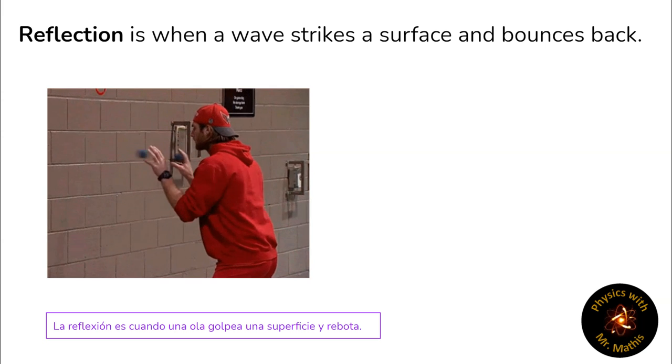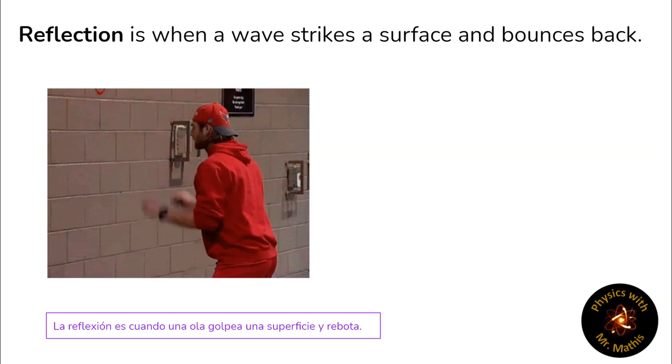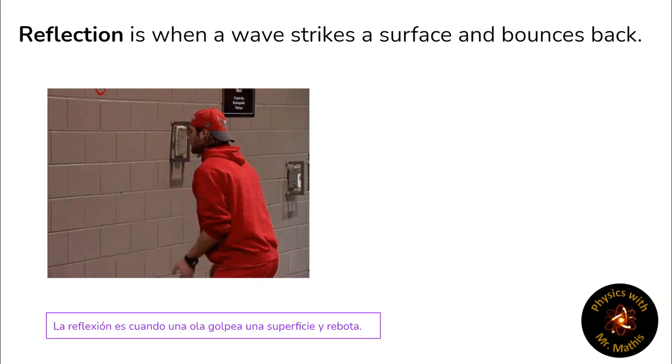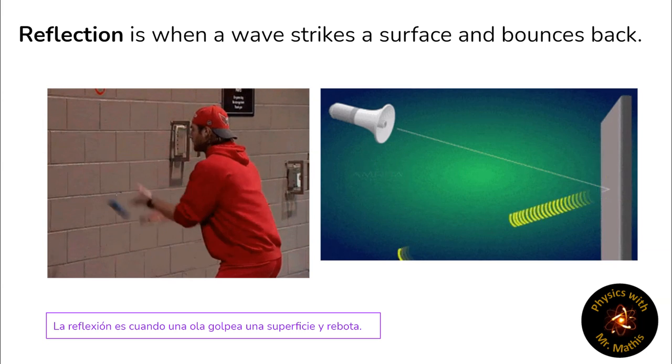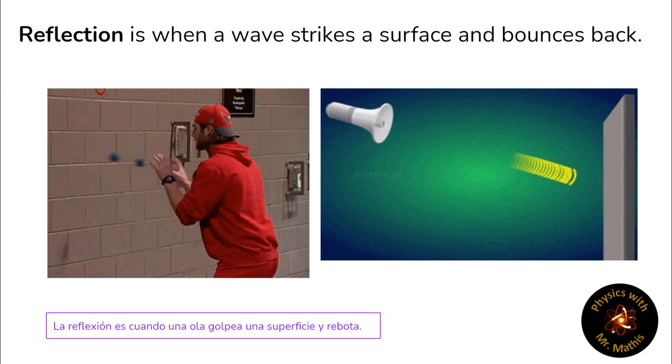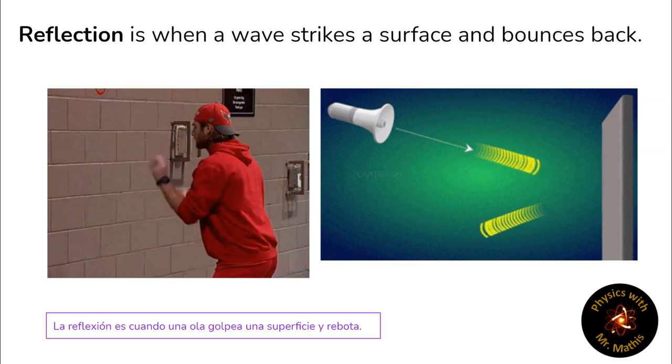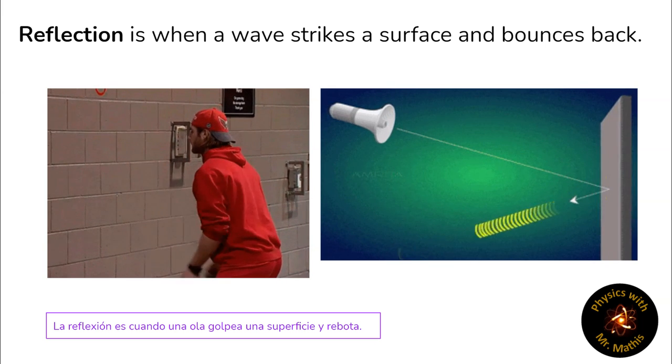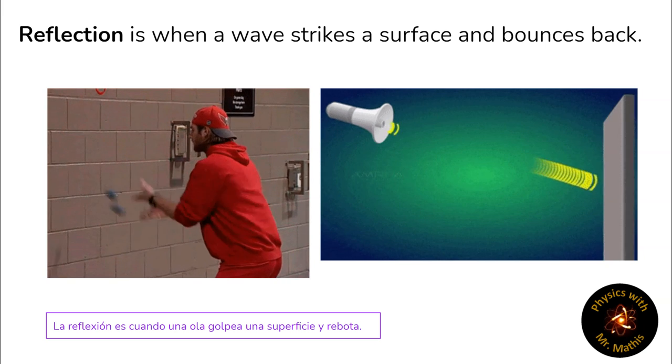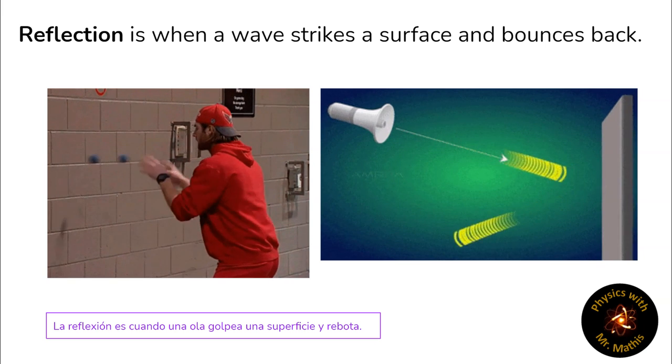Reflection is what happens when a wave strikes a surface and bounces back. You've probably bounced a ball on a wall. Picture that. Now, picture a wave doing the same thing. Perhaps a sound wave goes toward a wall, strikes the wall, and bounces back in the other direction. Other kinds of waves do the same thing, like water waves or light waves.